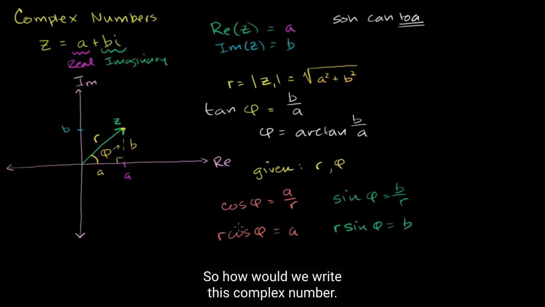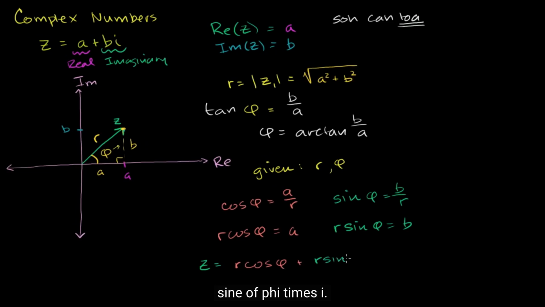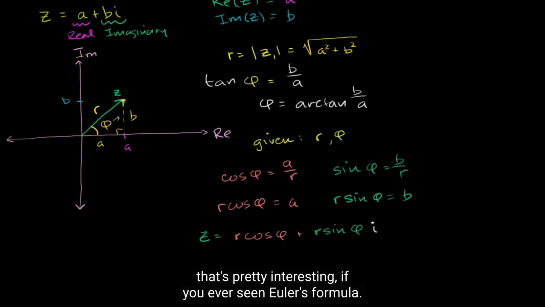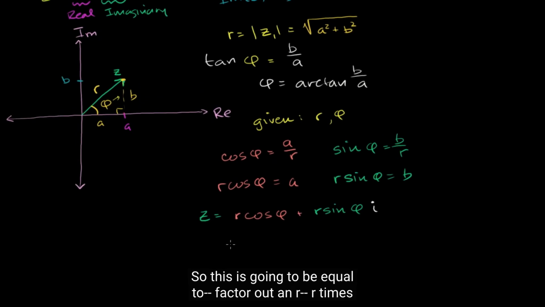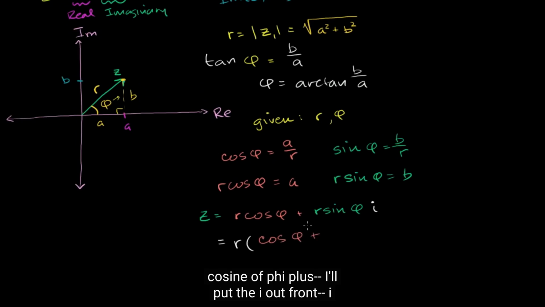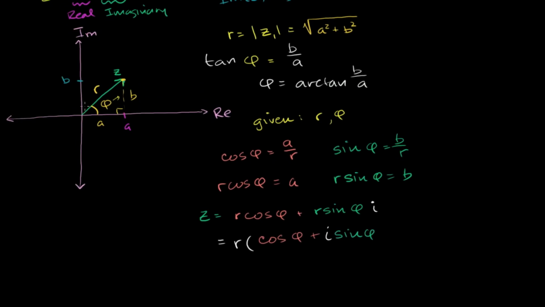So how would we write this complex number? This complex number z is going to be equal to its real part, which is r cosine of phi, plus the imaginary part times i, plus r sine of phi times i. Now, this might pop out at you as something pretty interesting if you've ever seen Euler's formula. Let's factor out this r over here. So this is going to be equal to r times cosine of phi, plus, I'll put the i out front, i sine of phi. Now what is this?